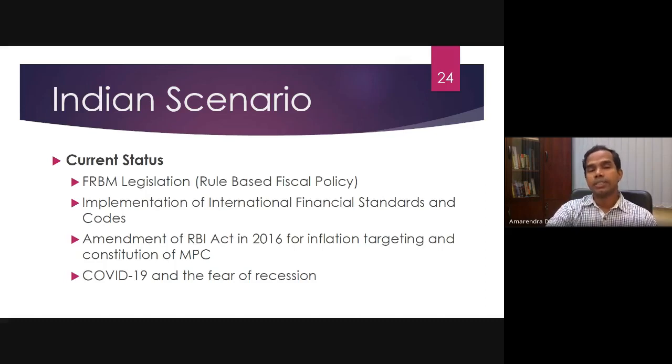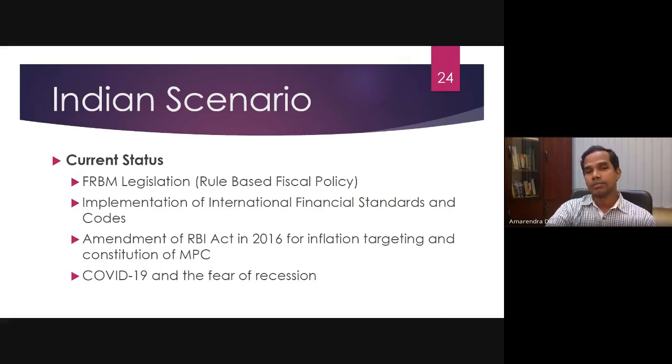And now we see that during COVID-19, the fear of recession is looming large, and everyone is worried about the growth forecast. Here we see that the central bank has gone beyond the narrow mandate of inflation targeting, because at present, in the month of October 2020, the inflation rate has exceeded the target of 4 plus or minus 2%. It has already exceeded 6%. It is more than 7% inflation now.